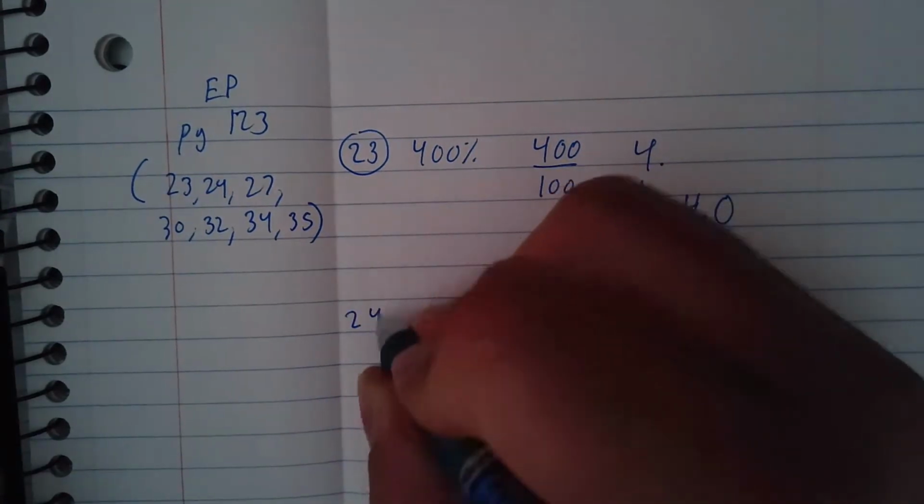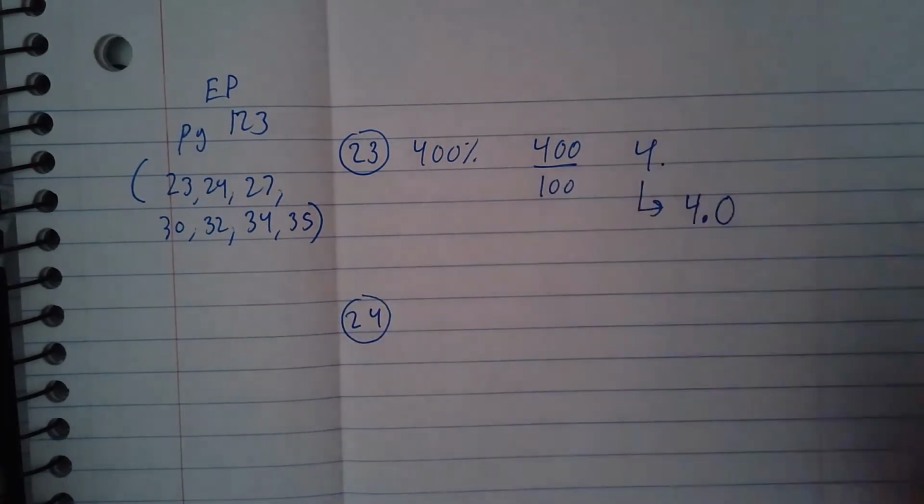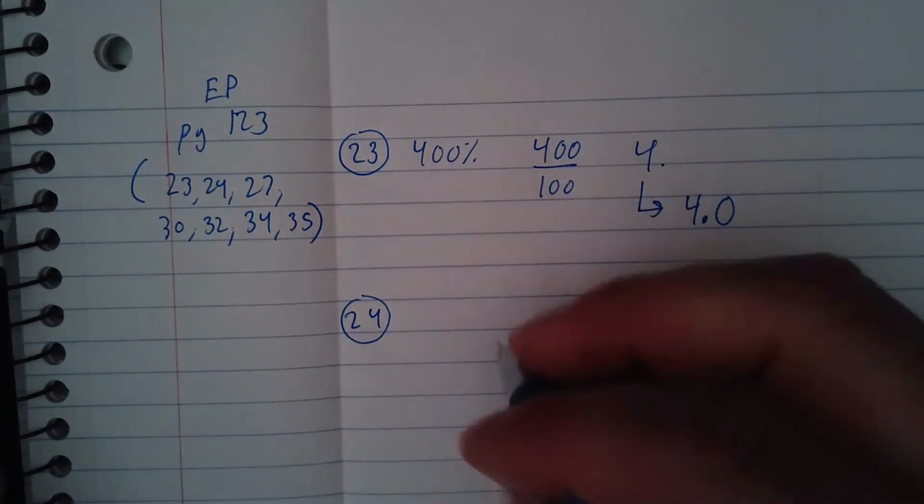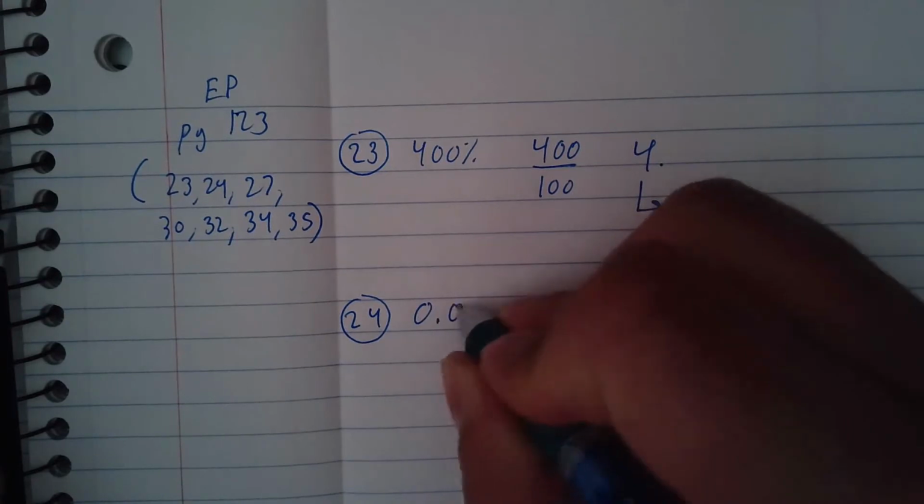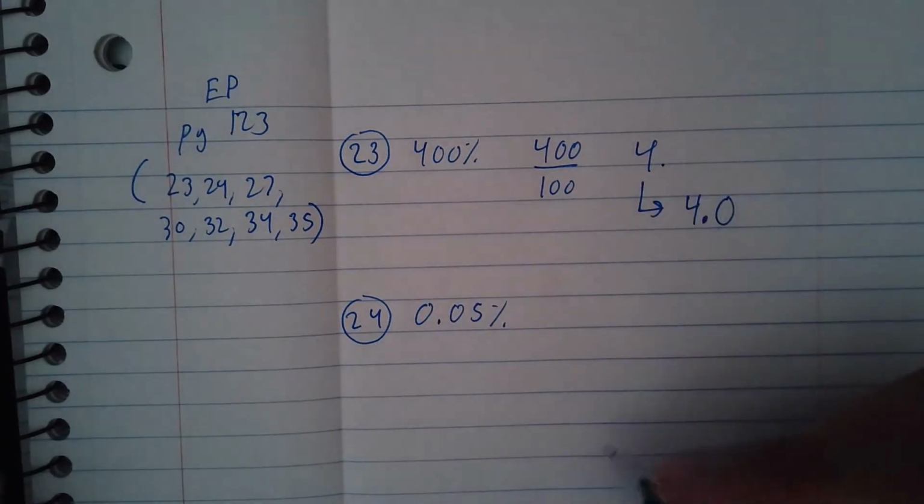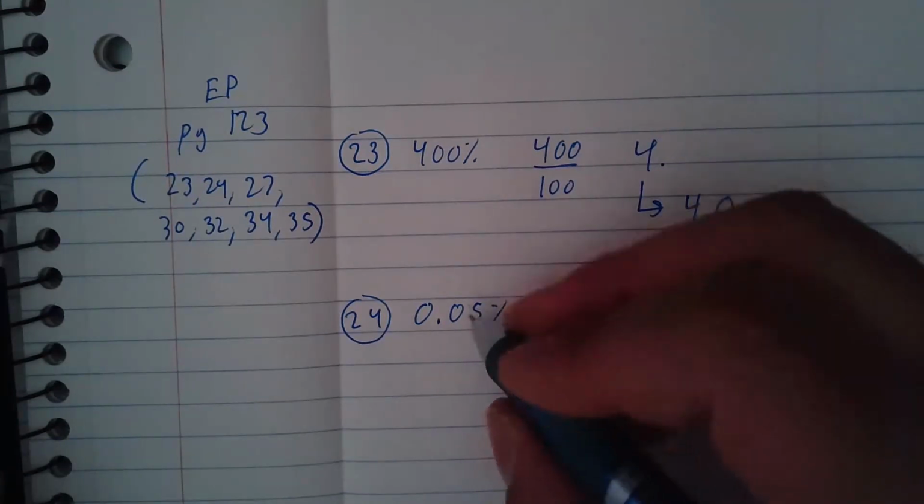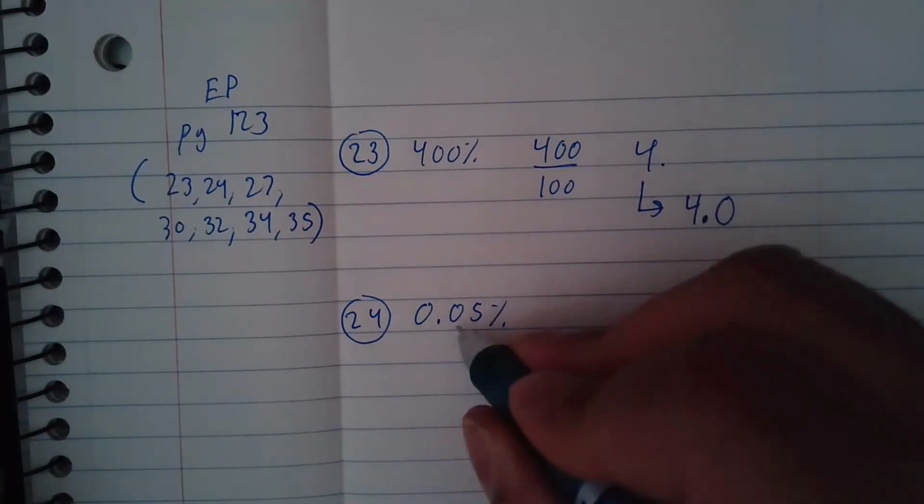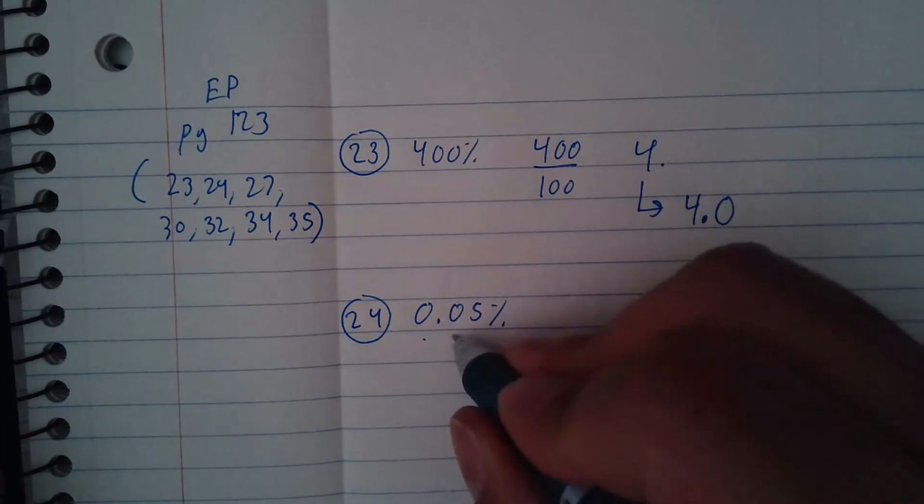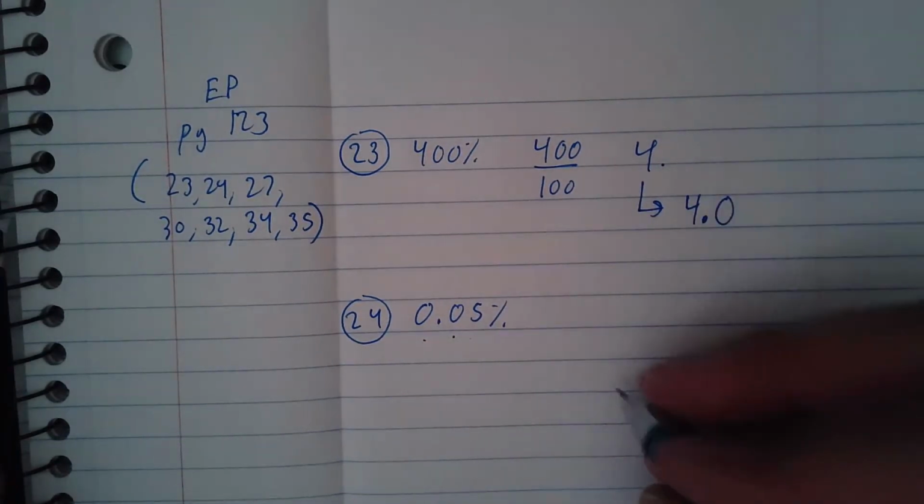Alright, 24. I'm going kind of fast, guys. You can always stop the video and rewind it as many times as you need to. We have 0.05%. Again, our goal here is to change it to a decimal number and a fraction. The correct way to say it is ones, tenths, hundredths, 5 hundredths of a percent.